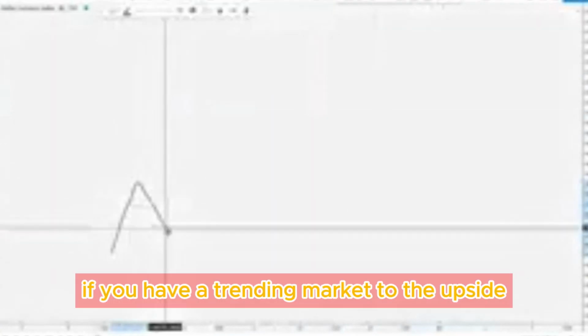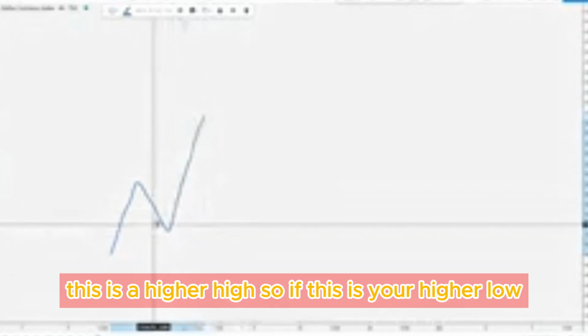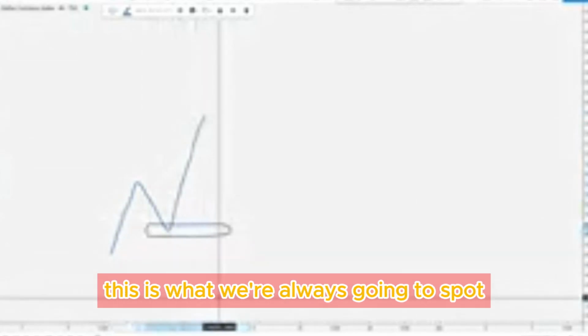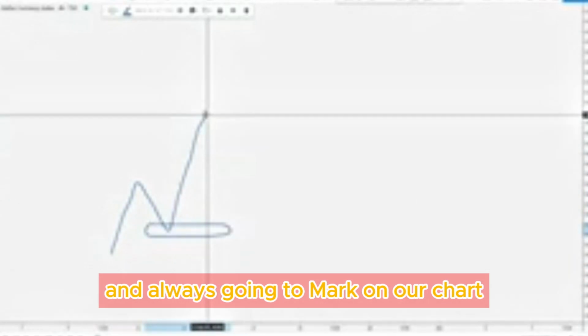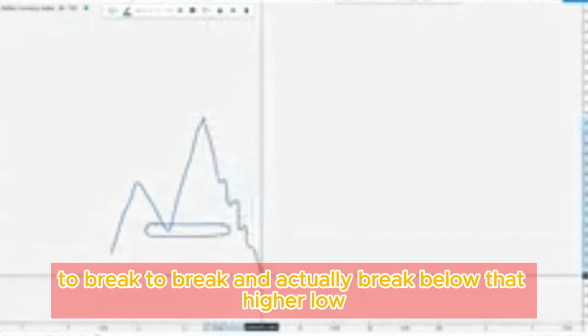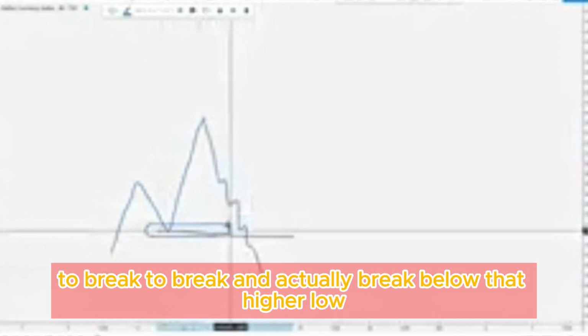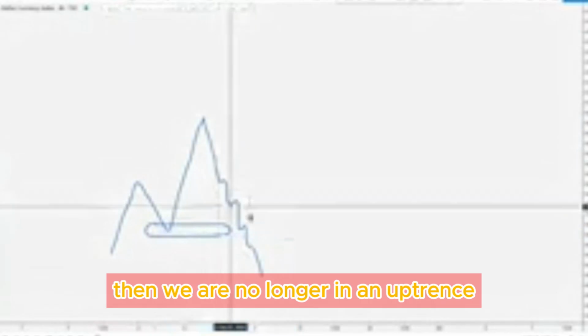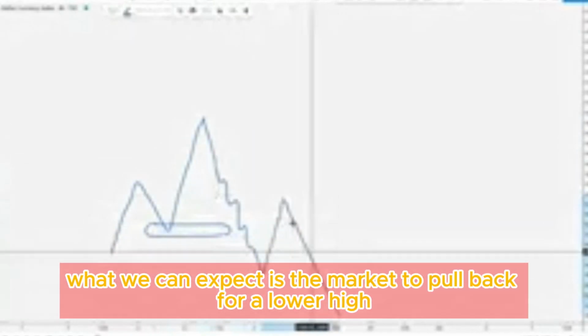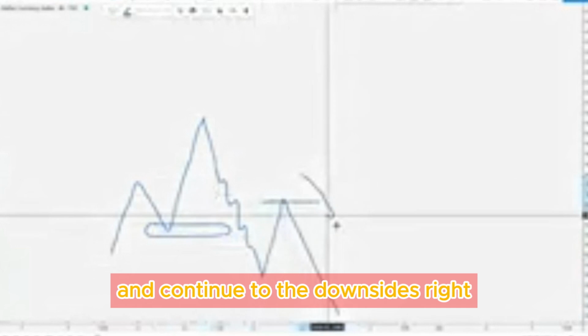If you have a trending market to the upside, this is a higher high. So if this is your higher low, this is what we're always going to spot and always going to mark on our chart. If the market starts to break below that higher low, then we are no longer in an uptrend. And then what we can expect is the market to pull back for a lower high and continue to the downside.